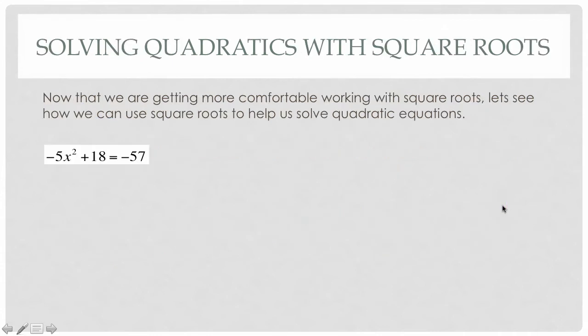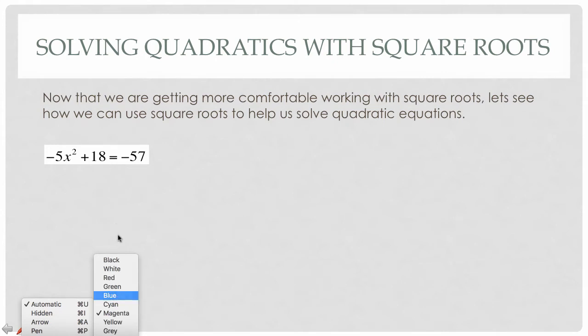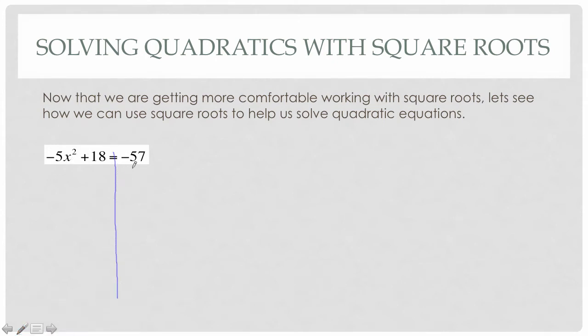Okay, so we are comfortable with square roots now. Let's start using square roots to help us solve quadratic equations. Let's go through some examples of actually solving some other quadratics. So here I've got negative 5x squared plus 18 equals negative 57. Watch what I can do. Let's start rearranging this thing to try and get x by itself. I have plus 18, so subtract 18 from both sides. That goes to 0, so negative 5x squared has to equal negative 75.